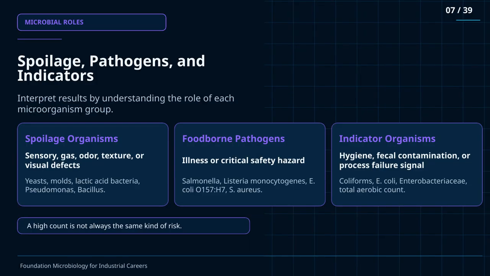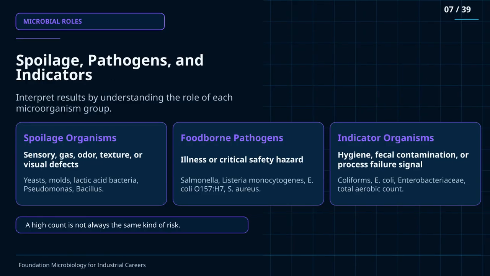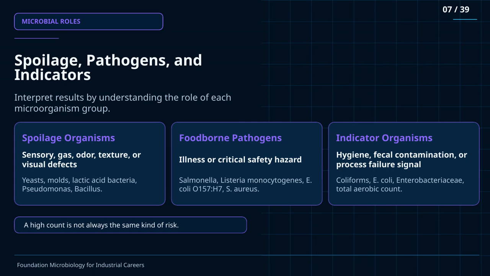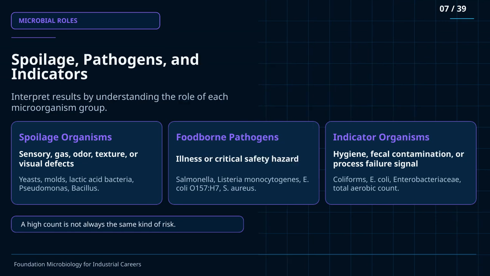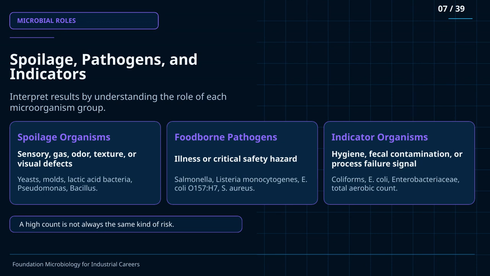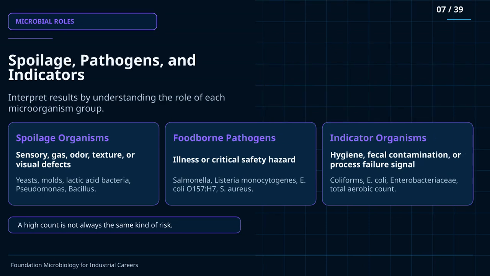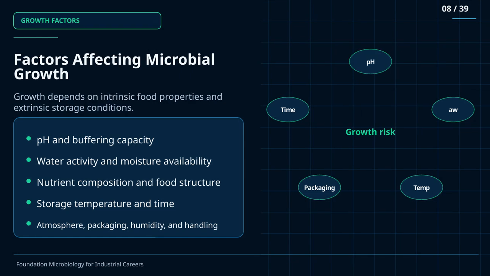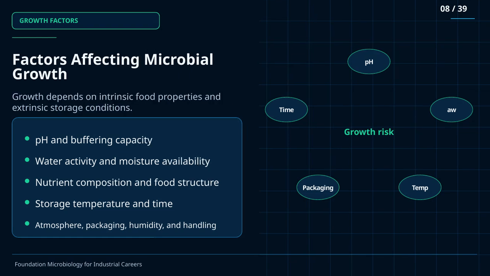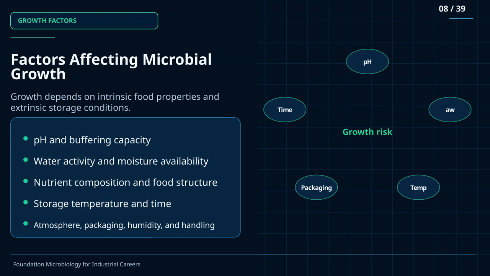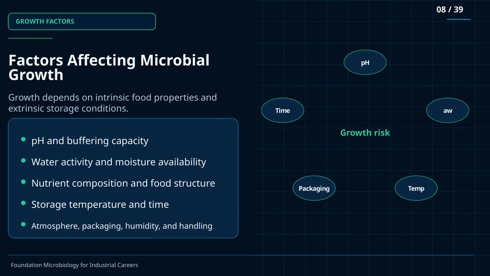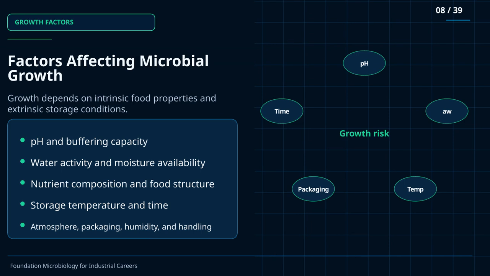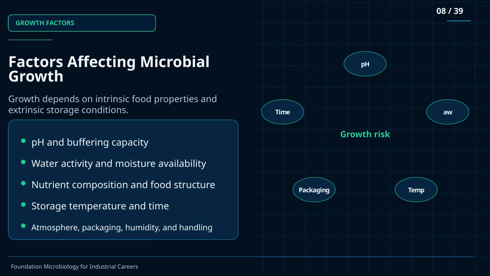Spoilage organisms, pathogens, and indicator organisms answer different questions. A high count is not automatically the same type of risk because organism identity, product type, and process context all matter. Microbial growth depends on intrinsic food properties and extrinsic storage conditions. Important factors include pH, water activity, nutrients, temperature, packaging atmosphere, humidity, and handling history.